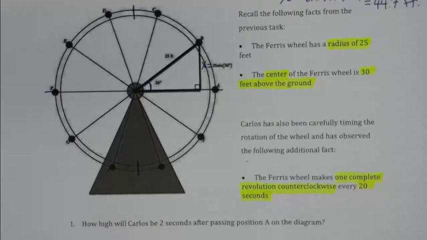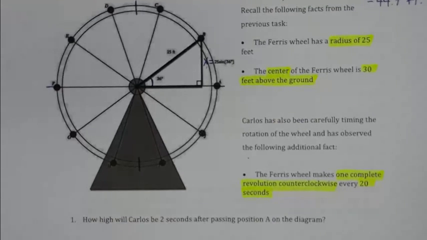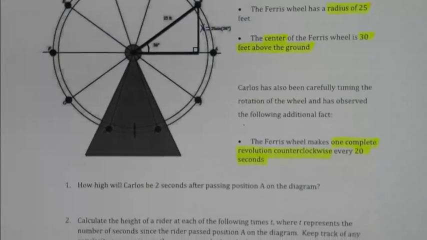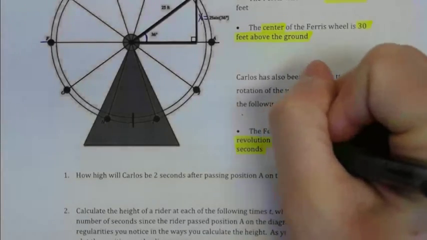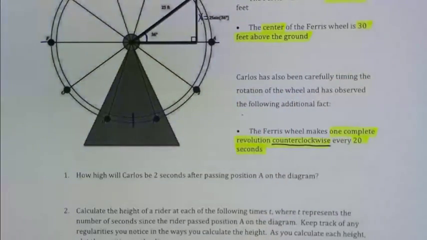He made one complete revolution counterclockwise every 20 seconds. A note in general: if you're talking about trigonometry, normally positive rotation, or in this case a positive carnival ride, would be in a counterclockwise direction. So that's just something to file away for later. Counterclockwise is always going to be positive. So just keep that in mind.